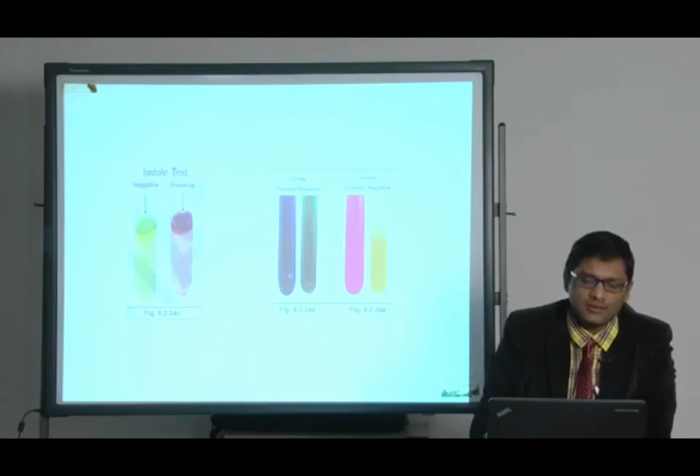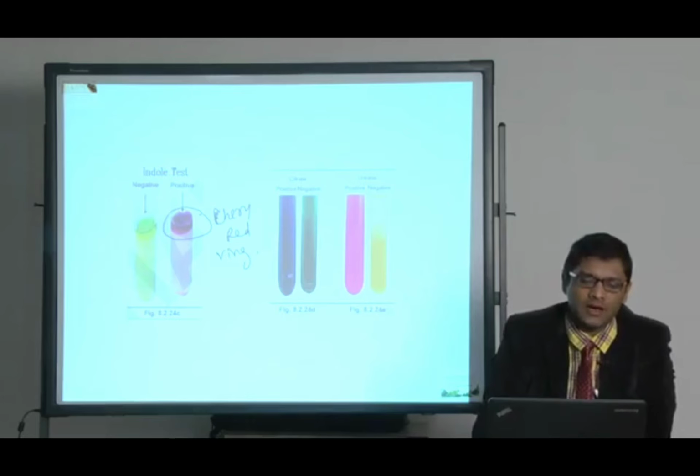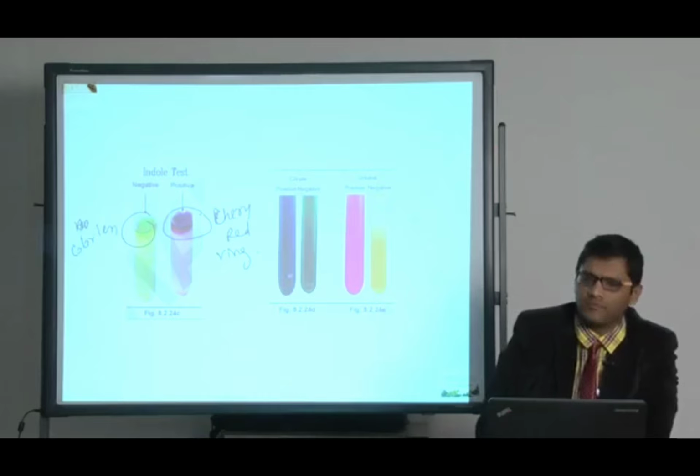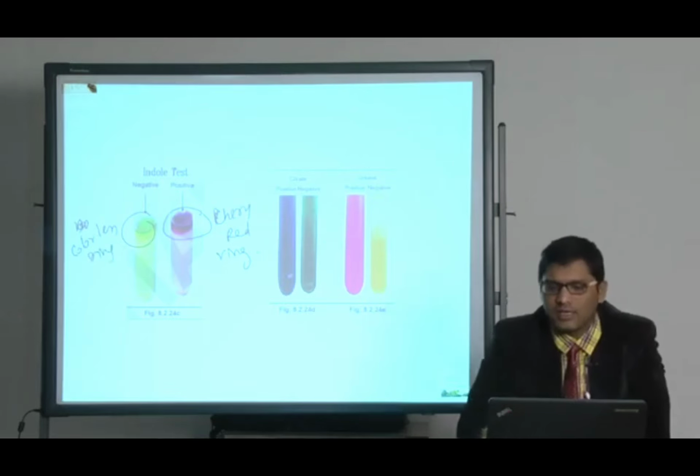Indole test: if the test is positive, a cherry red color ring will be produced. If it is negative, then no ring will be produced. I mean a colorless ring, or the color of the medium, whatever ring will be produced.